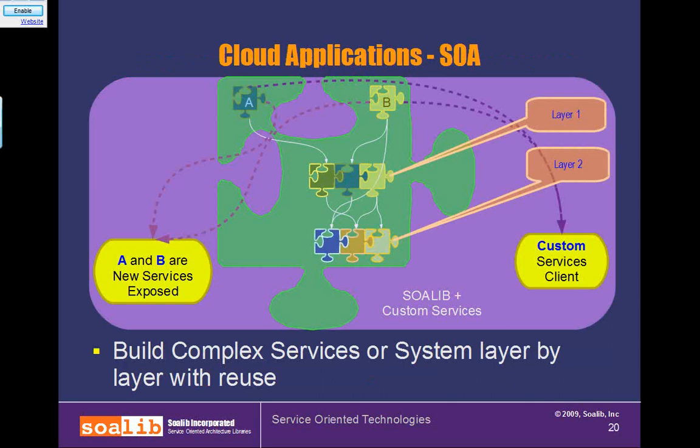In a cloud application, cloud applications are written based on the SOA concept, and SOA requires that each application be written based on layers. So a large complex application requires many layers. And in this example, we are seeing that A and B services, which is this one, A and B, is composed of 2 layers.